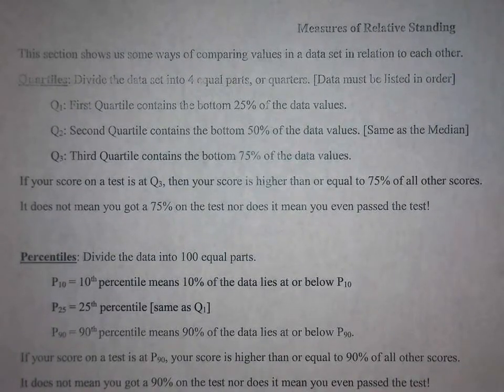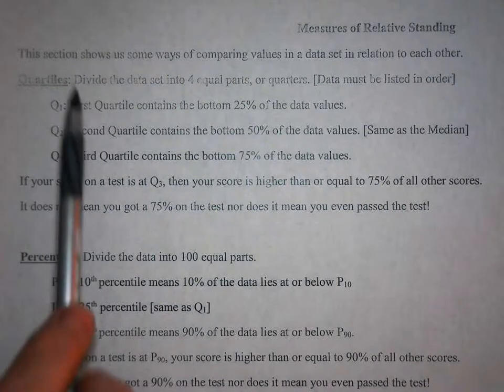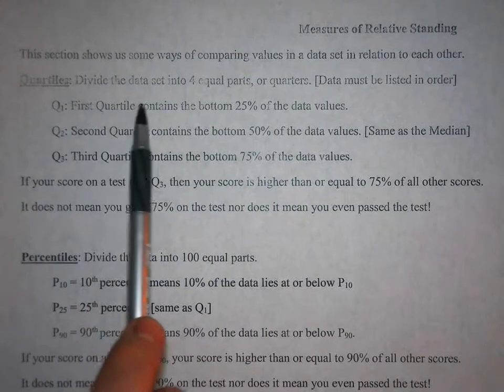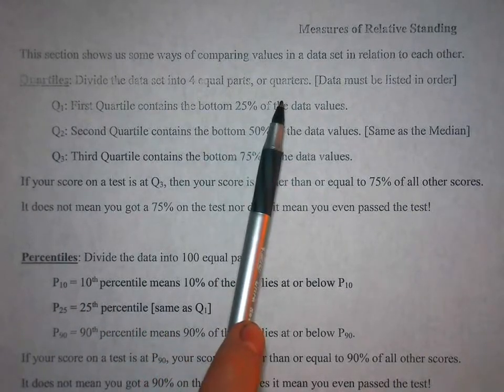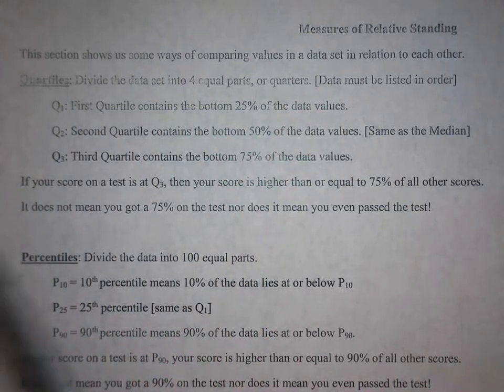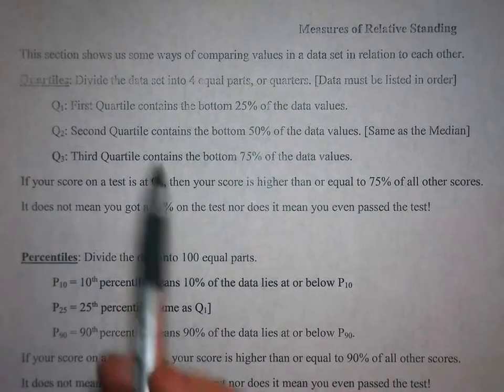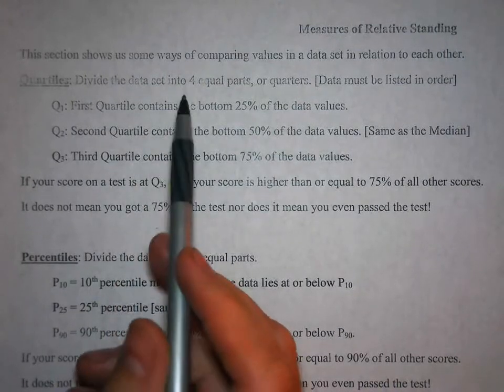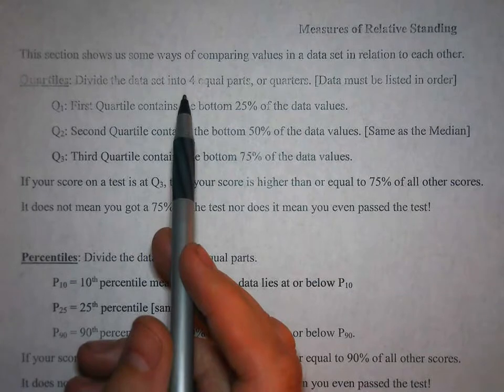When we look at measures of relative standing, we're looking at ways to compare values in a data set in relation to each other. There are two very common ways to do this. One of them is quartiles and the other is percentiles. Quartiles divide the data into 4 equal parts or quarters. So if there were 100 data values, that would mean it divides 25 data values into each quartile.